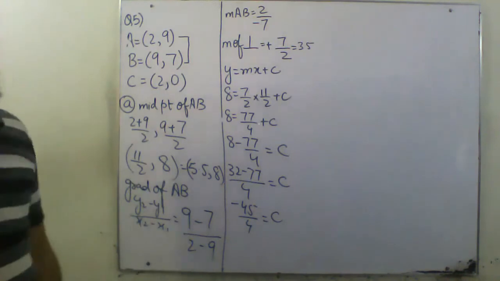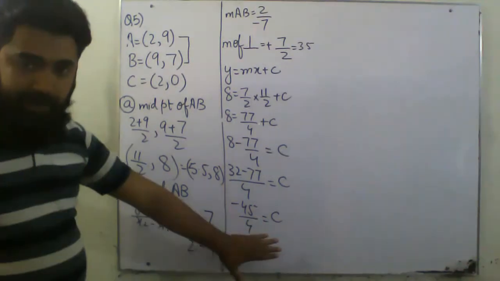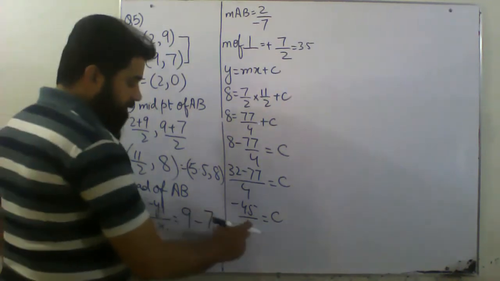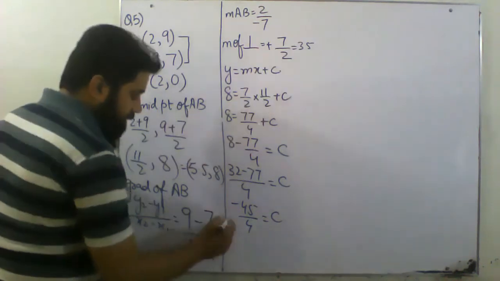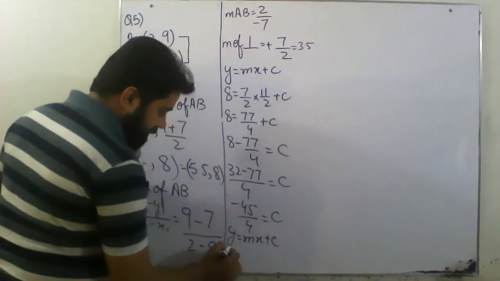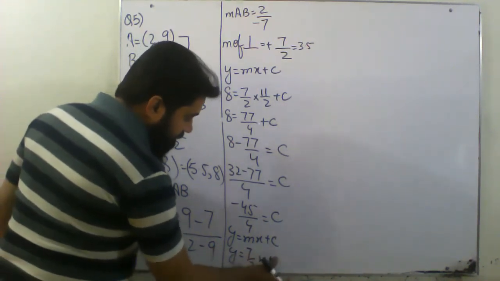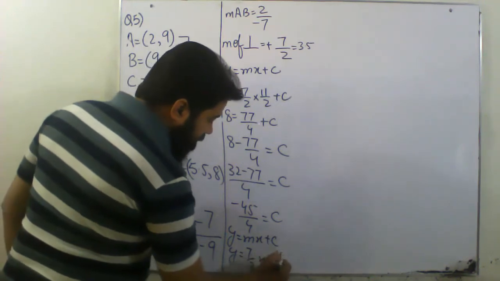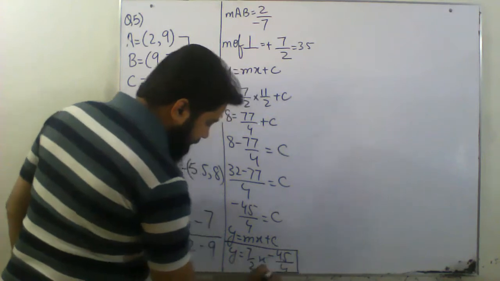That's the value coming. Now, first of all, I'm getting the equation from here. I have got the value of m and the value of c. So y equals mx plus c. y equals m is 7 over 2 x minus 45 over 4. That can be your final answer.